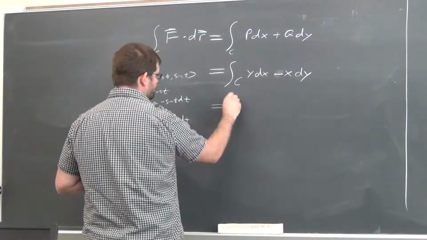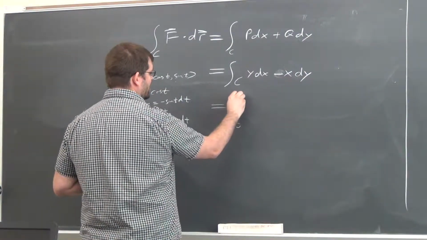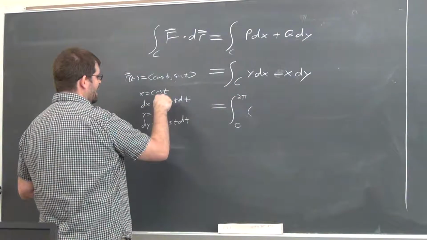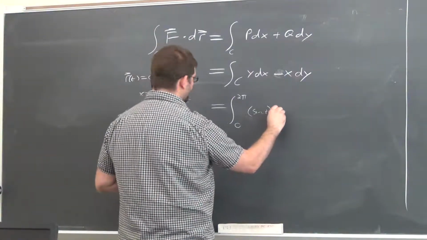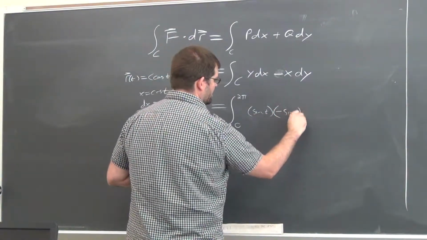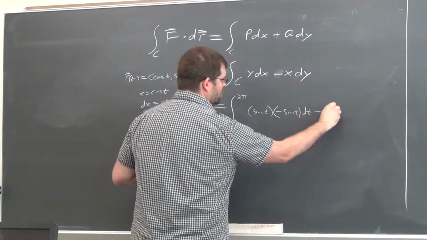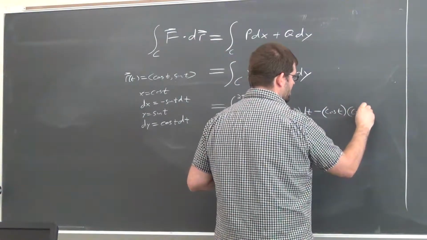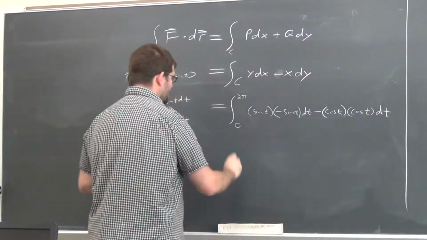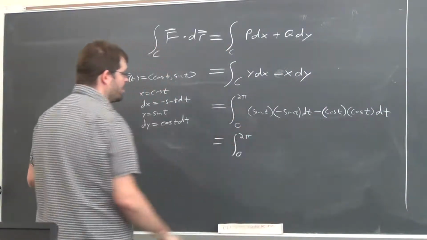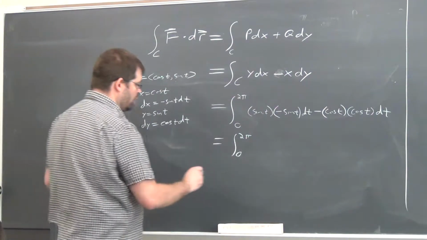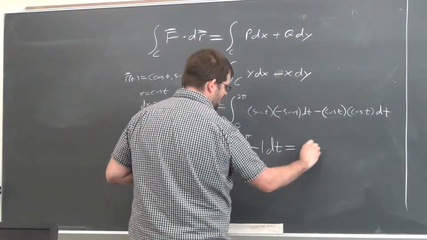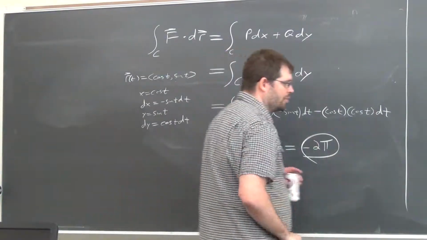And so we end up with the integral from 0 to 2 pi, and then just fill these in. So y is sine, dx is negative sine dt, minus x was cosine, dy was cosine dt. So what's that give us? Negative sine squared minus cosine squared, so that's just negative 1 dt, and so you end up with negative 2 pi. Make sense?